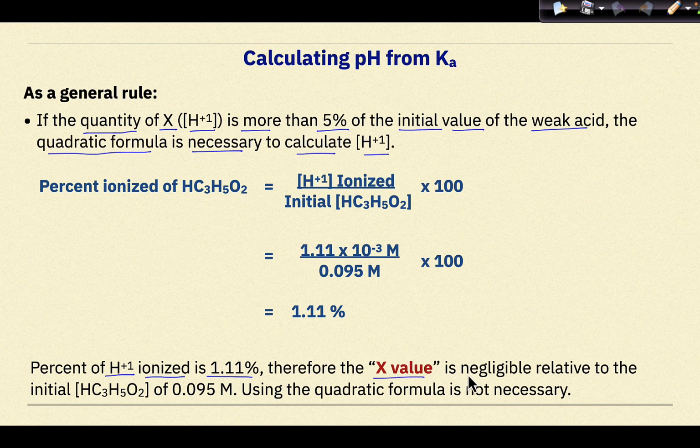Therefore, the X value is negligible relative to the initial concentration of our weak acid of 0.095 molar, so using the quadratic formula is not necessary. So this is a really good formula to know how to use to check your work.